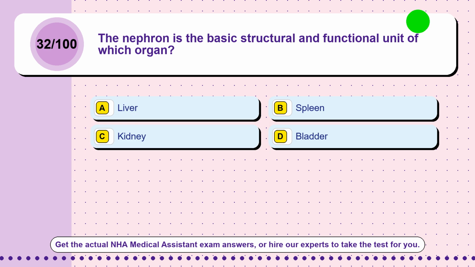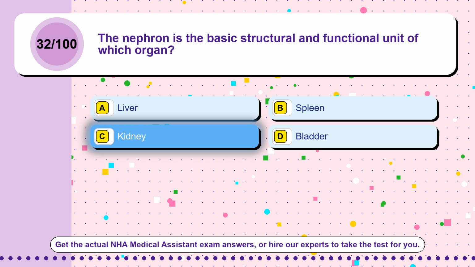Question 32. Which of the following tests is used to evaluate the extrinsic pathway of the coagulation cascade? Option A, activated partial thromboplastin time, APTT. Option B, bleeding time test. Option C, prothrombin time / international normalized ratio, PT/INR. Option D, complete blood count, CBC. The correct answer is option C, prothrombin time / international normalized ratio, PT/INR.